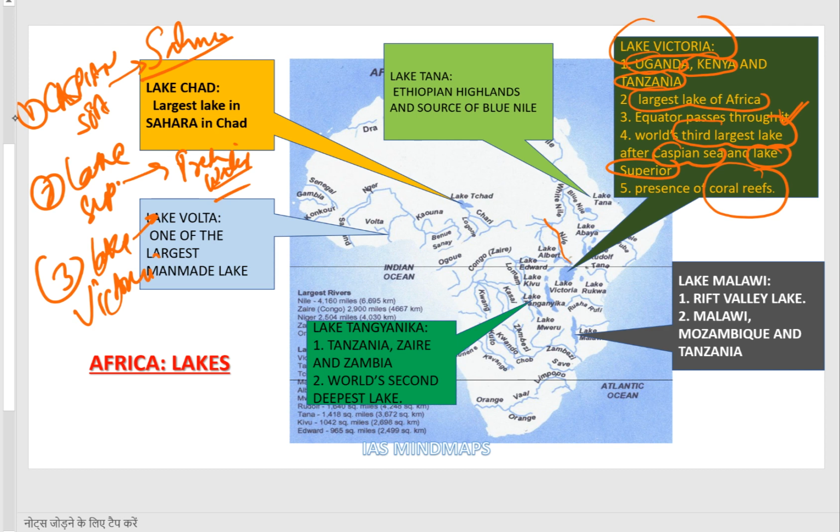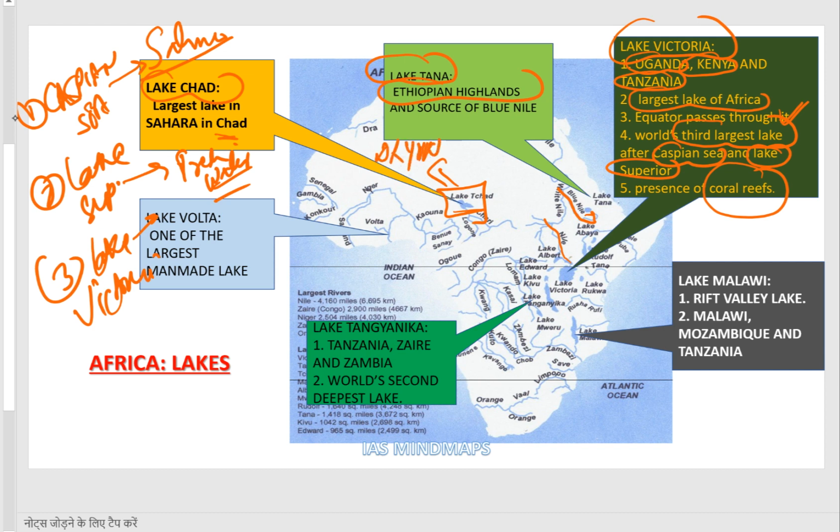Next famous lake is Lake Tana, lying in Ethiopian Highlands, source of Blue Nile, as you can see here. Next, Lake Chad, the largest lake lying near the Sahara Desert, near the Chad country. You can see it here. This lake is drying up in the recent times.